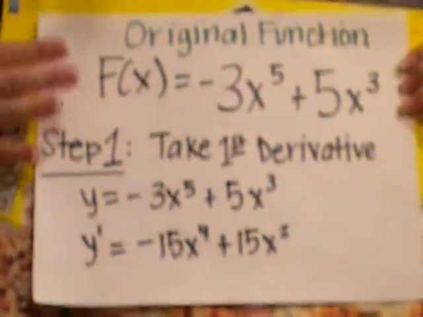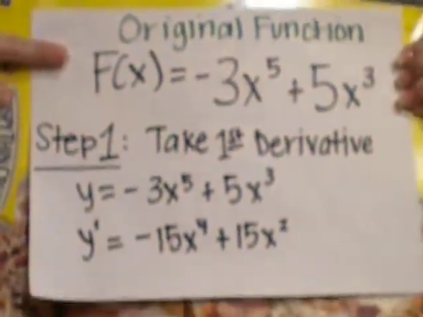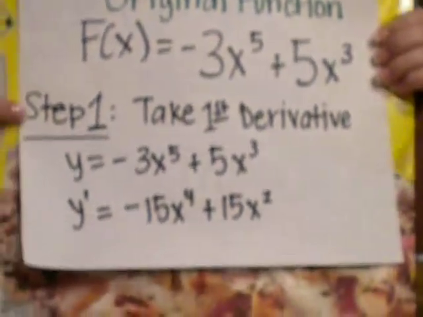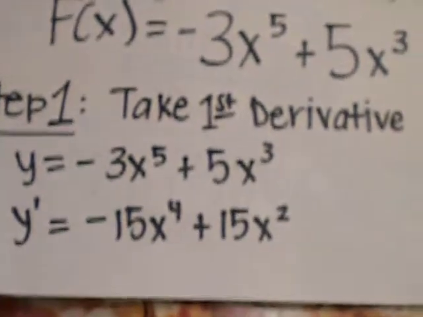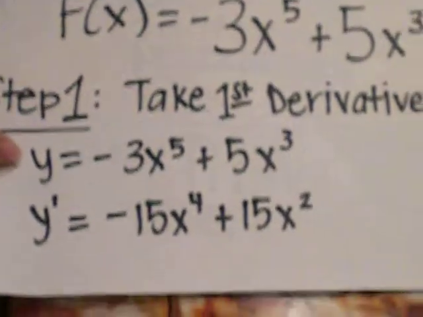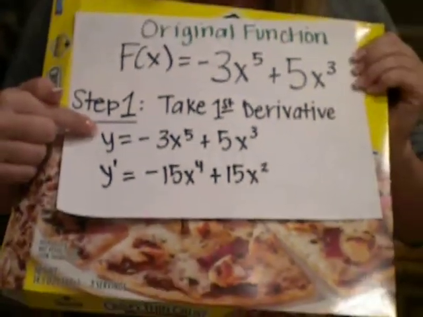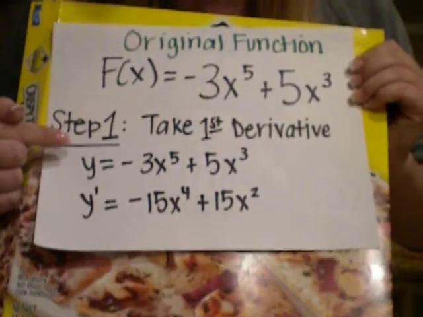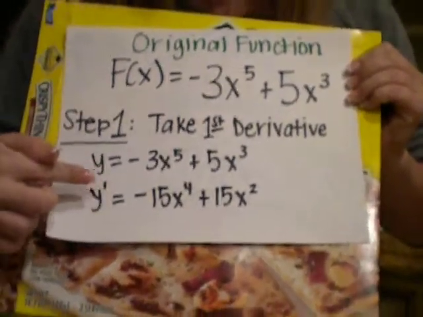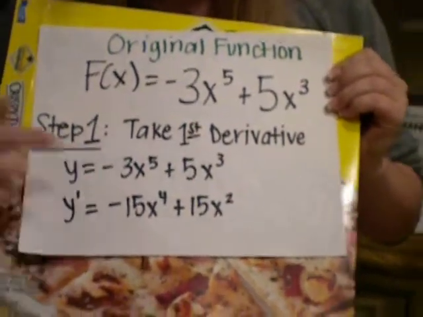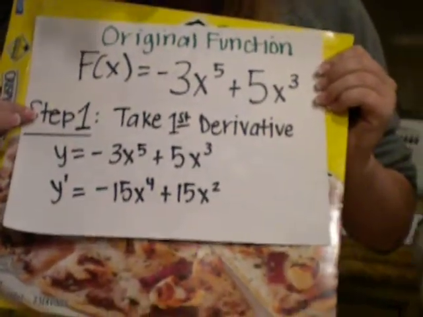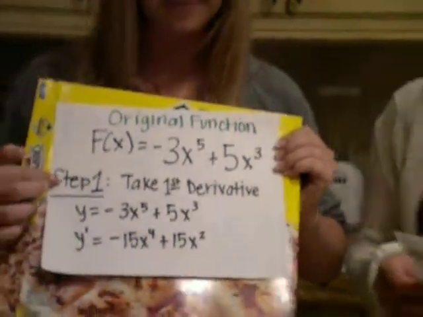f of x equals negative 3x to the 5th plus 5x cubed. So, step 1. You take the first derivative, which from the original function, y equals negative 3x to the 5th plus 5x to the 3rd, will be y prime, the first derivative, equals negative 15x to the 4th plus 15x squared. That's your first derivative. First step.